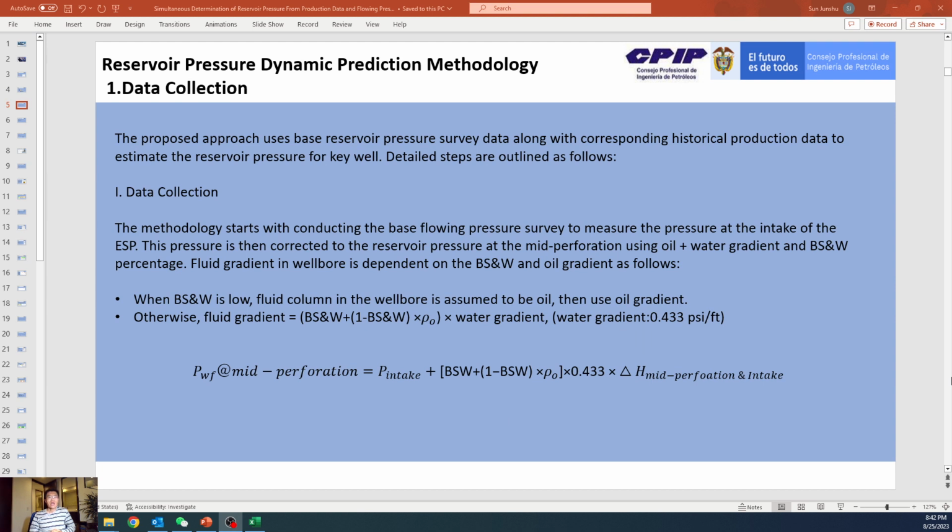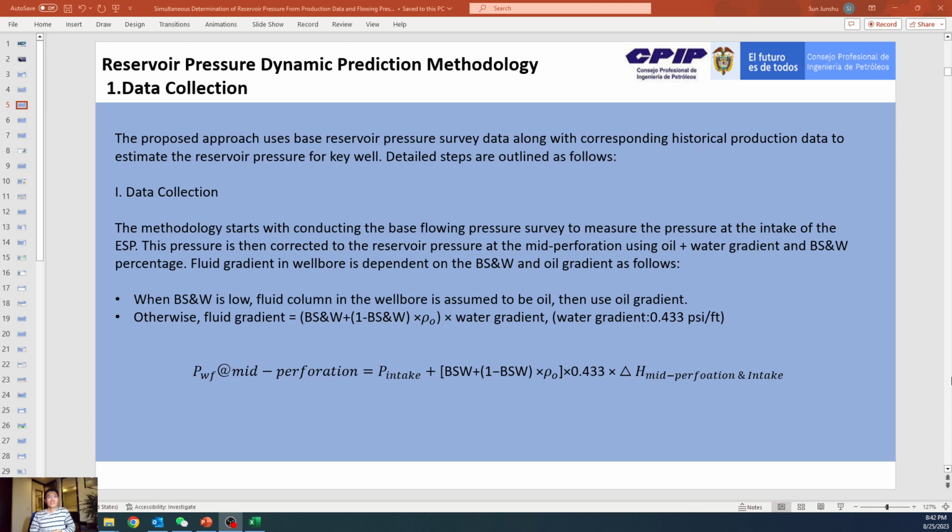First step, data collection. The proposed approach uses base reservoir pressure survey data along with the corresponding historical production data to estimate the reservoir pressure for a key well. Detailed steps are outlined as follows. First, data collection.